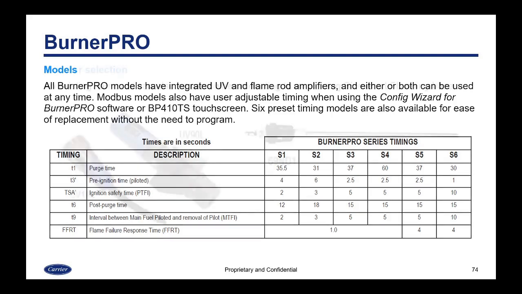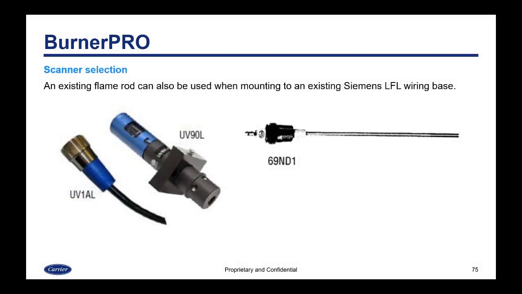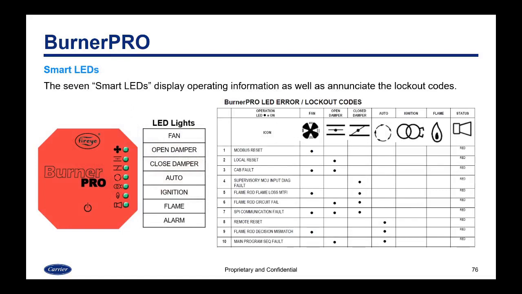An existing flame rod can be used, and we also have 2 UV scanners to choose from. There are 7 smart LEDs displaying operating information as well as enunciating lockout codes. So this is what they look like on the left, and they all have a specific meaning. And if you see the chart on the right, it's just a snippet of a lockout code. It shows you which LEDs would be illuminated for different lockout codes.